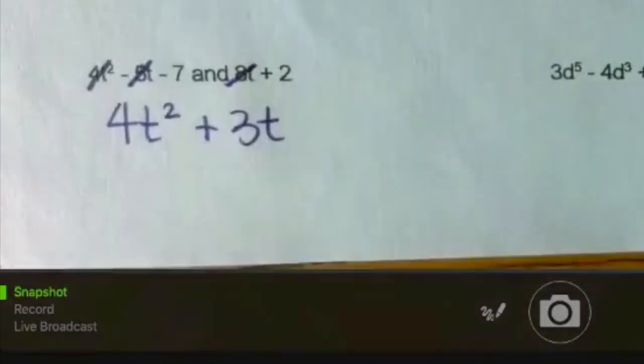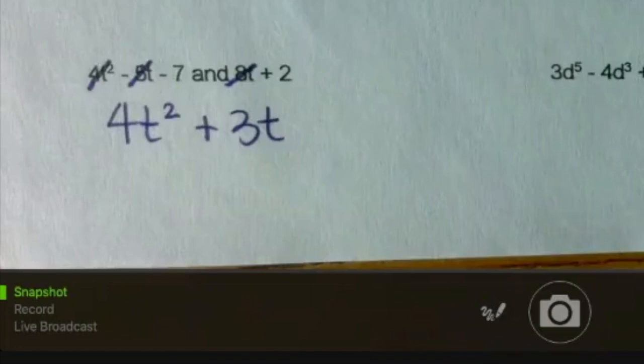I used them now, Kane. So what's the last thing that I have to do? Combine the 7 and the 2. You're right. So negative 7 plus 2 is going to give me how much? Negative 5. Good job.